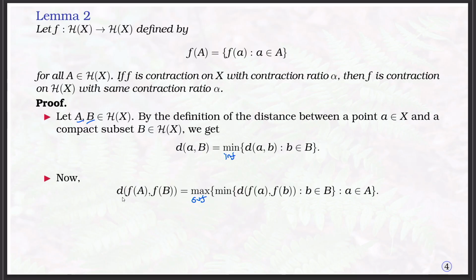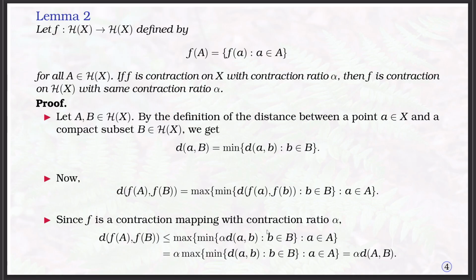So, one can find the distance between f of A and f of B, where D is a metric on X. So, (X, D) is a complete metric space, and h of X, h of D is the hyperspace generated by the metric space X, and h of D is the metric which is generated from the metric given on X. So, the distance between f of A and f of B is defined as: we need to take the minimum of the distance between f of A and f of B for all b belonging to B, and then we take the maximum over all the elements a of A, then one can get the distance between f of A and f of B.